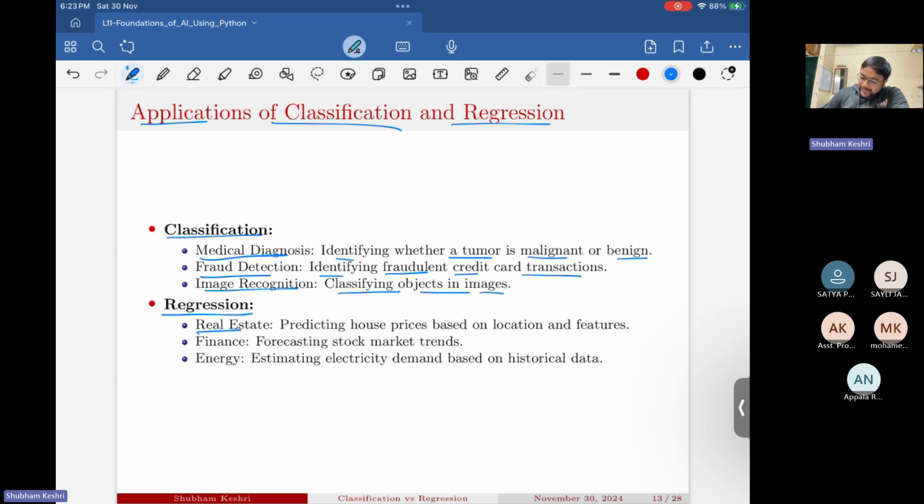Regression: real estate, predicting house prices based on locations, features, etc. Finance, forecasting stock prices, trends, and so on. Energy, estimating energy demand based on historical data. There are many more applications; these are just a few examples.